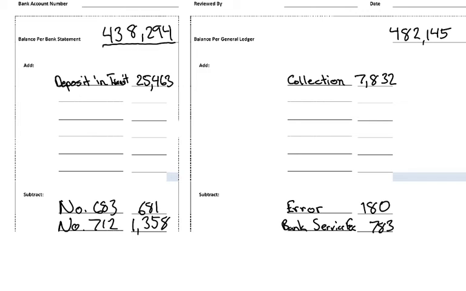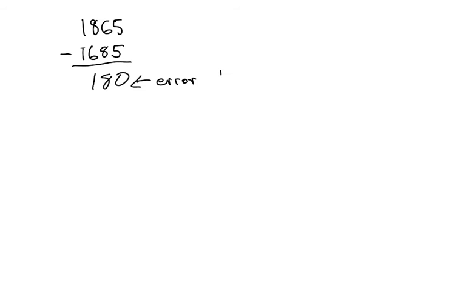Now that we have all of our transactions in the reconciliation, if you were to take the 438 and take all the additions, take out all the subtractions for both sides, with that in mind, we need to take $1,865, subtract it from the $1,685 to get the difference. And the difference is $180. Now that difference is an error on the books. And so we need to subtract it from the book.